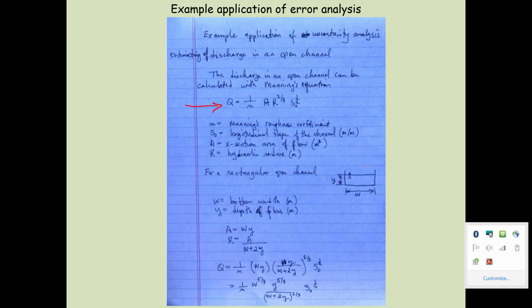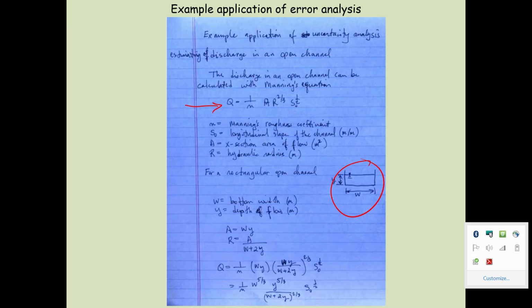For a rectangular channel as shown here, the depth is equal to y and the width is equal to w. And of course the depth and the width would vary depending on where you're making the measurement. W is the bottom width of the channel, with units of meters, and y is the depth of flow, with units of meters. So the area, according to those definitions, would be equal to W times Y, and the hydraulic radius would be equal to area divided by the wetted perimeter. The wetted perimeter is just the wetted surface of the channel, which would be equal to W plus 2 times Y, the two sides of the channel.